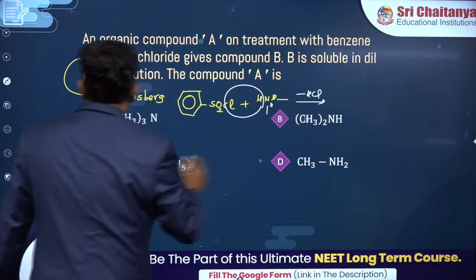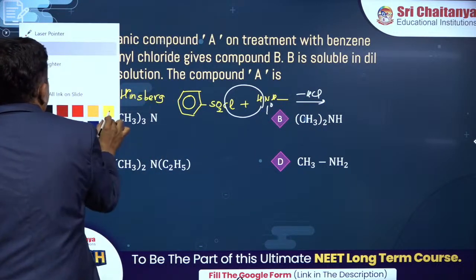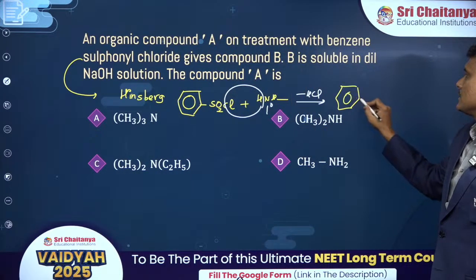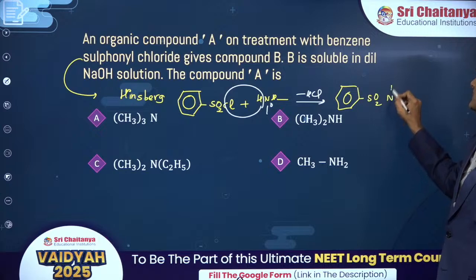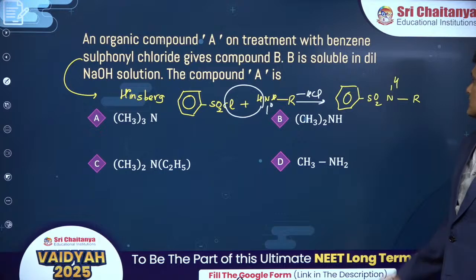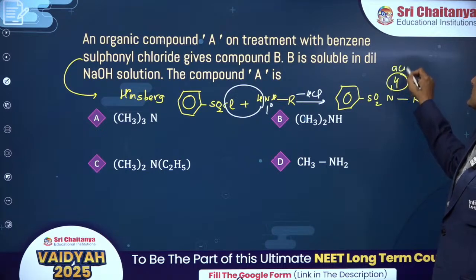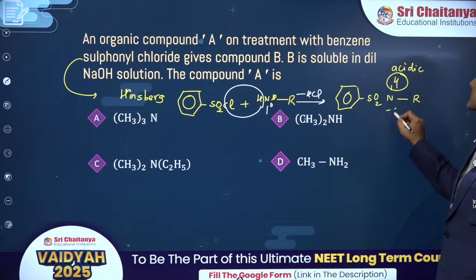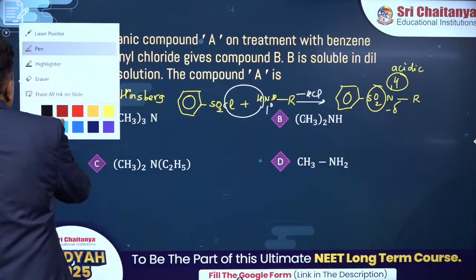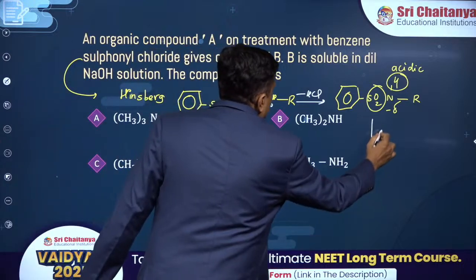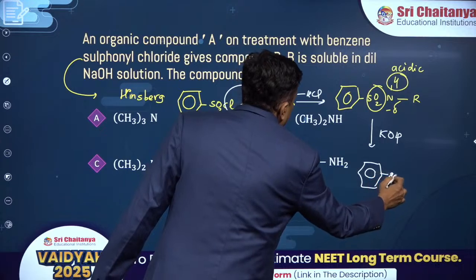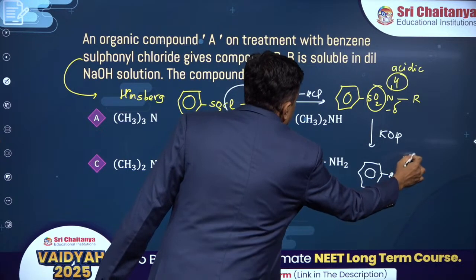So when you remove the HCl and when you write the end product, you can see the end product. What do you get here? Benzene SO2 NH primary amine. I am writing some alkyl group here. So you can see this hydrogen atom by nature is still acidic because this negative charge is resonance stable with this SO2. So it can be extracted readily in KOH. That means when I treat this with KOH, I'd be getting a salt, isn't it?